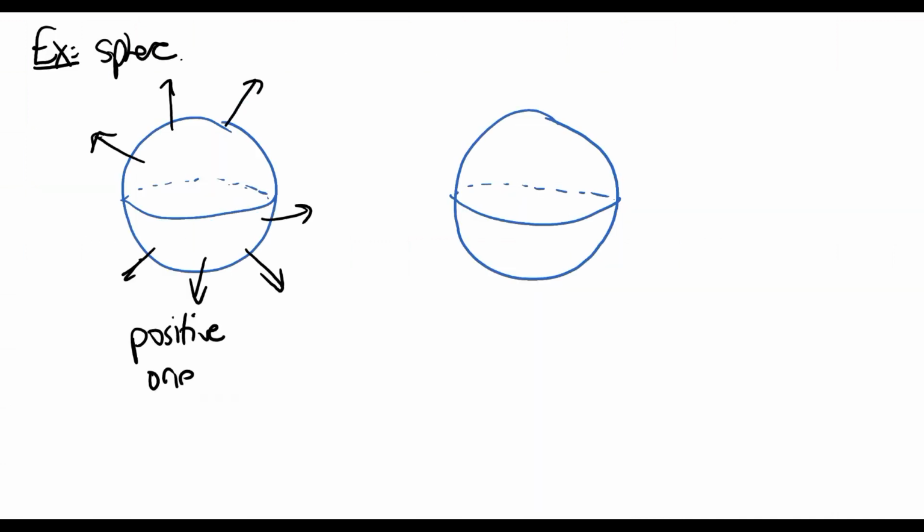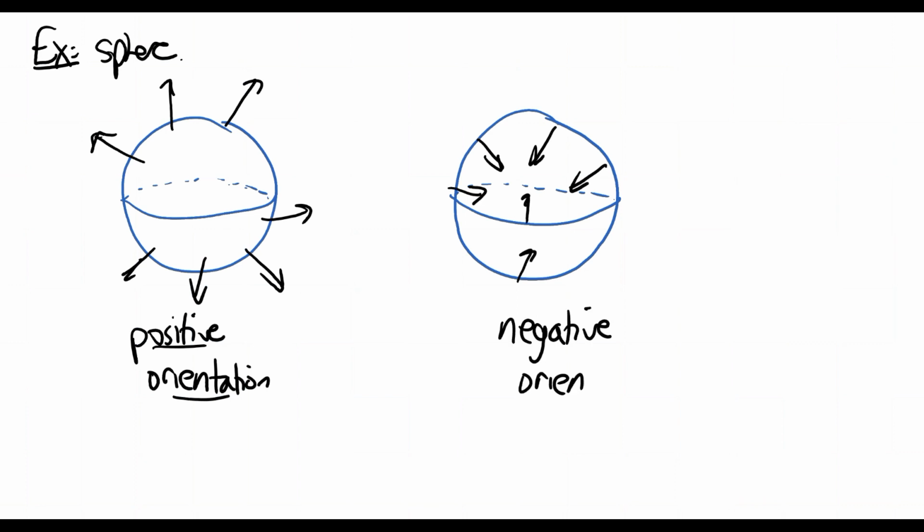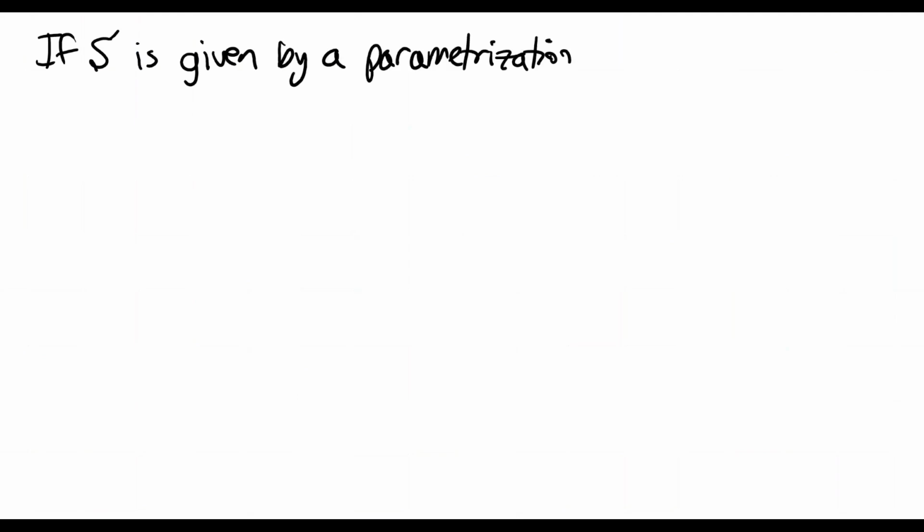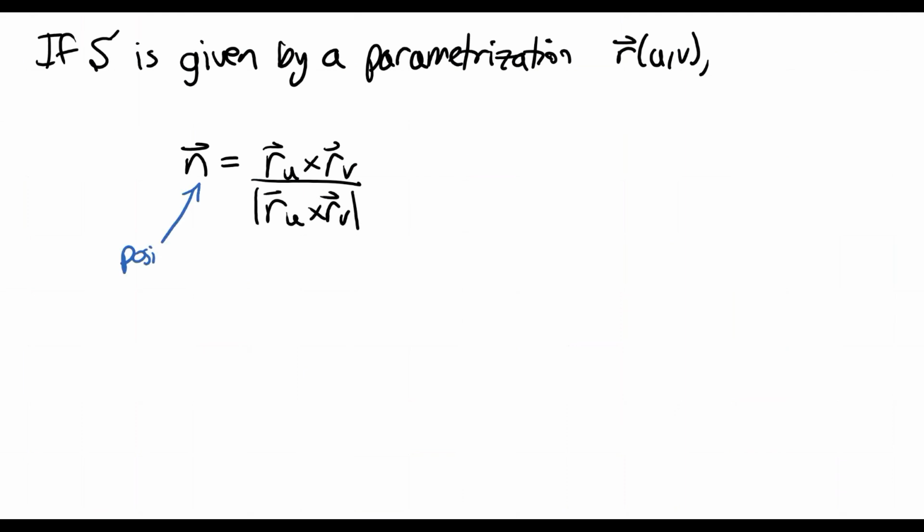For example, if S is a sphere, the inside normal vectors have negative orientation and the outside vectors have positive orientation. If our surface S is given by a parameterization r(u,v), the positive orientation can be computed from the parameterization. It's the cross product of the tangent vectors divided by the magnitude of the cross product. Notice that this vector will be perpendicular to the tangent plane, making it normal to the surface, and dividing it by its magnitude makes it a unit vector.